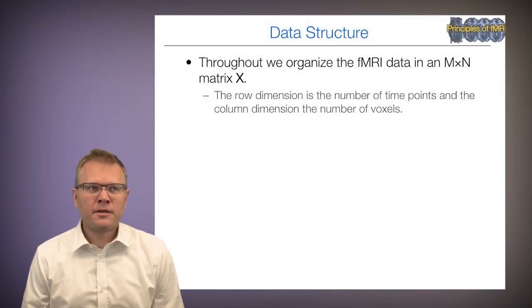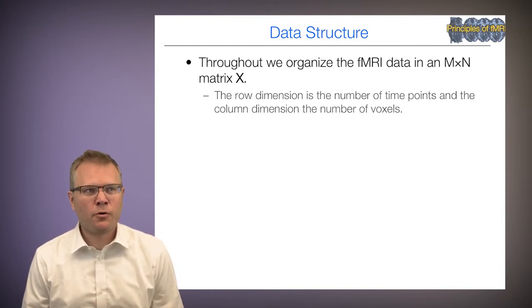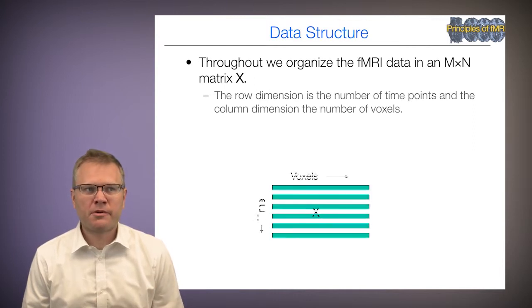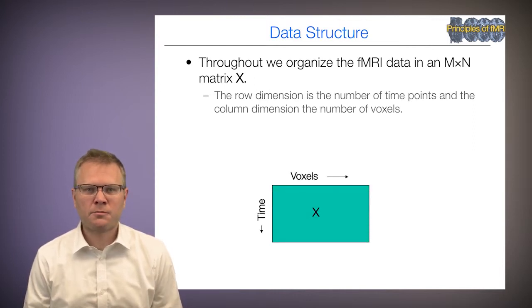So throughout, we're going to organize the fMRI data in an M by N matrix X. The row dimension is the number of time points, and the column dimension the number of voxels. So we're going to just put all the data together in a time by voxel matrix. So here, in contrast to, say, the GLM, where we analyze each voxel at a time, here we're going to analyze all the voxels simultaneously.